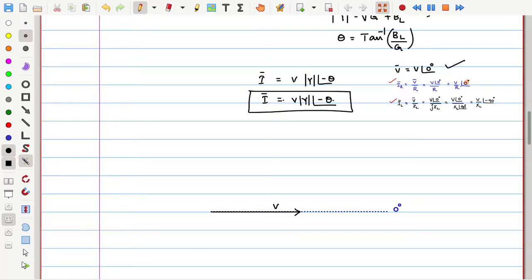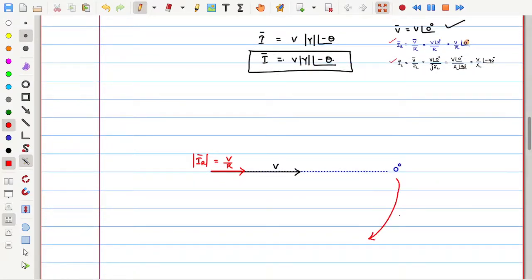Next is current. Current magnitude is V by R. So V by R means definitely lesser than V, but whose angle is also 0. That means this also should lie on the same line, but it has lesser length. The length is V by R, whose angle is also 0. This is the resistive current, so if you want, you can write I R magnitude is equal to V by R. Next is IL. IL magnitude is V by XL, whose angle is minus 90 degrees. I told you that negative angles are clockwise. So travel by 90 degrees clockwise here and put a length of V by XL, which represents the inductive current.